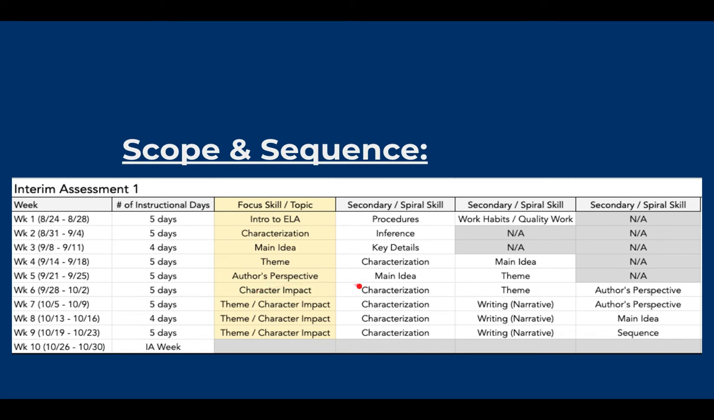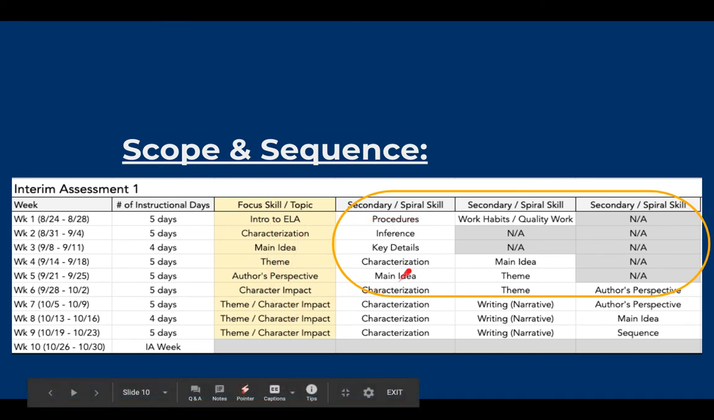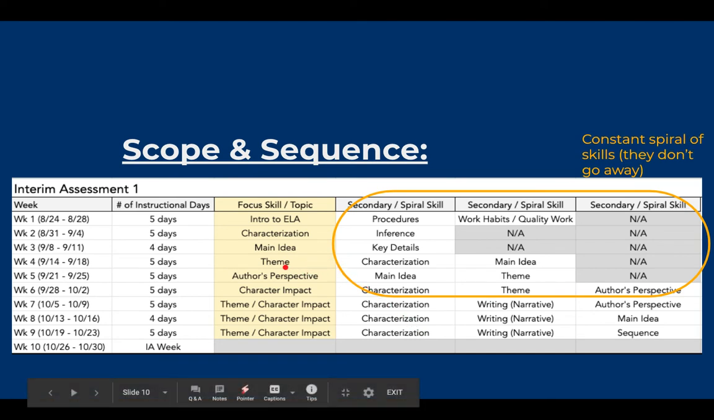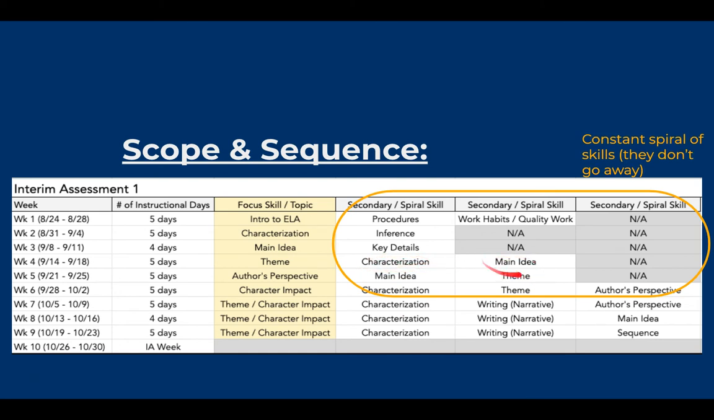Two things that I want you to know. One, when I look at the secondary spiral skills, I know these are my focus skills. These are the things that I'm going to continue to spiral week by week. So, constant spiral skills, because remember, they do not go away. When I'm working on theme, I can still bring back characterization and maybe throw in a main idea question too for my Please Do Now. When I work on author's perspective, I can still start off with a question for main idea and maybe have a theme question in my Please Do Now. When I get to character impact, again, I'm building off of characterization and theme in those rounds of practice, and then maybe my Please Do Now has to do with author's perspective.